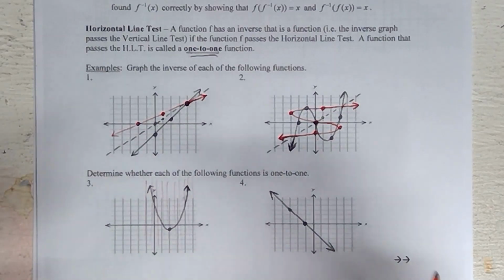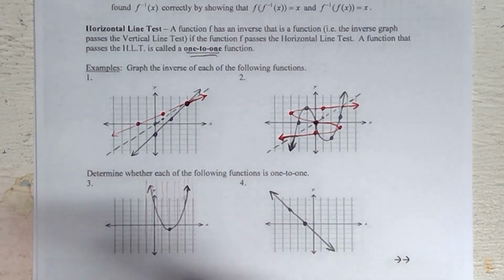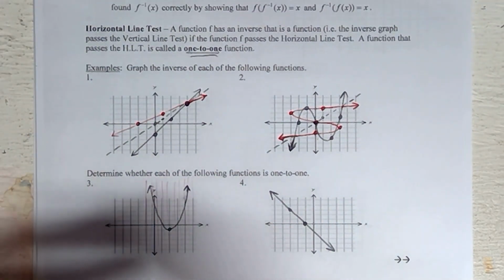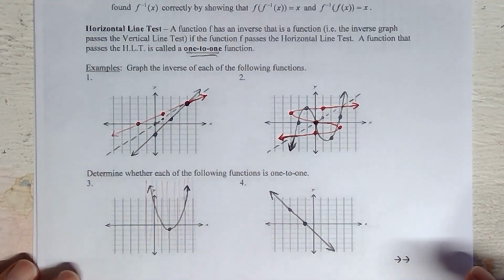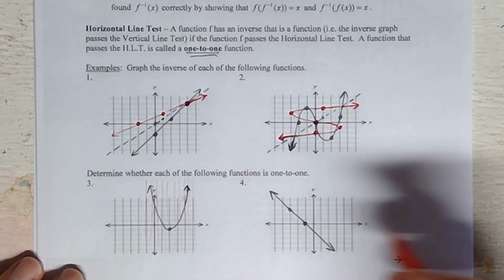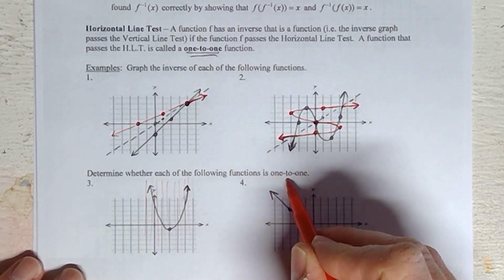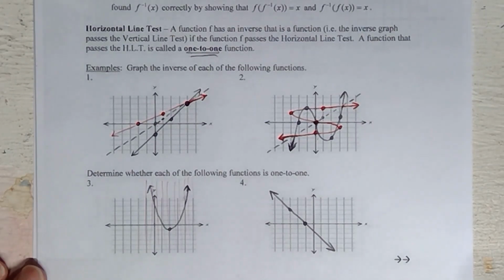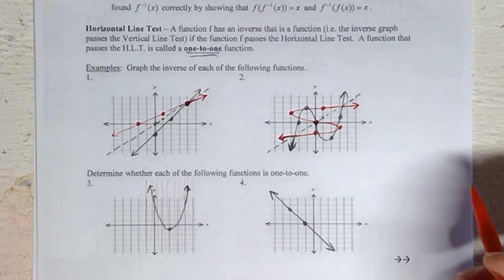And you don't need to graph the inverse here, all right? They didn't ask for that. But in order to figure out if the inverse, whatever it may be, too is a function, which is the same thing as saying that the original function is one-to-one. If the original function is one-to-one, then the inverse will be a function also. Okay?